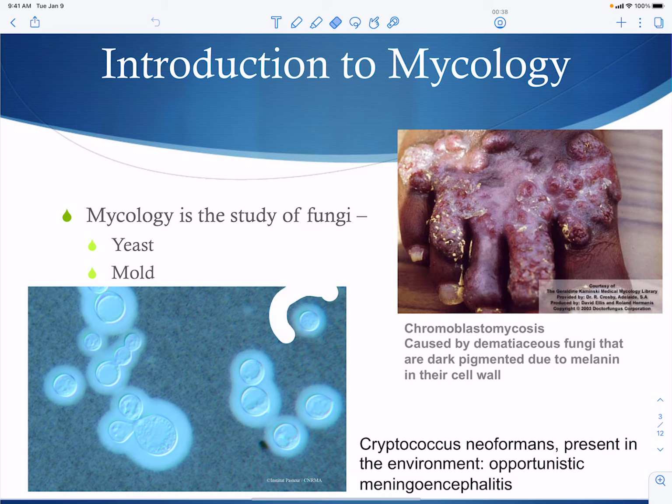Here is a picture of a yeast, a single cell, and then here, of course, is a mold that's infecting an individual, a chromoblastomycosis. And this is caused by a fungus that is going to be darkly pigmented, and fungi that have dark pigmentation is simply because they have melanin, similar to what our skin has, in their cell wall, so that they look darker. The yeast on the side is Cryptococcus neoformans, and this is going to be an opportunistic fungi, and this is going to cause meningoencephalitis in individuals who are immune compromised.